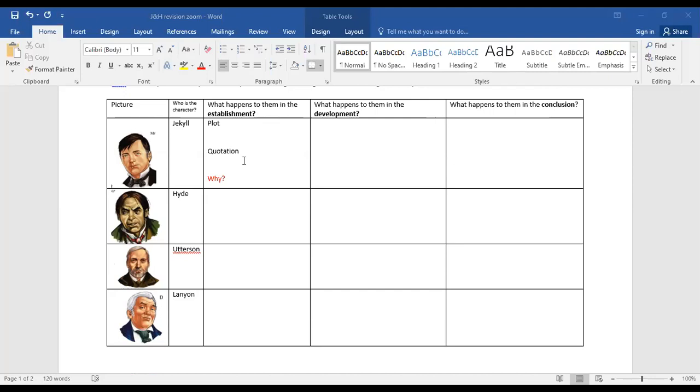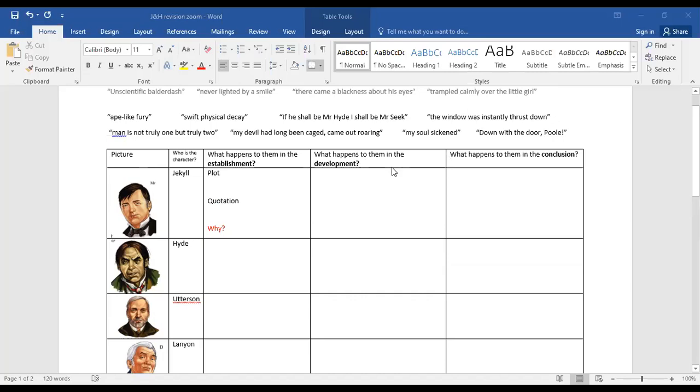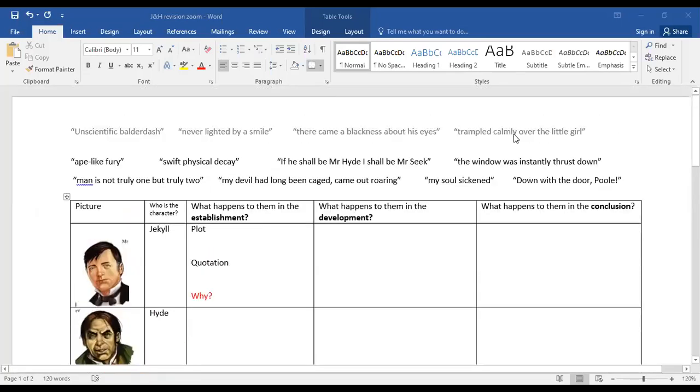What we're going to be thinking about is, if the question is, how does Stevenson present the character Jekyll? How can we structure our answer to make sure that we have a whole argument? Can you make sure you have a table written down which has establishment, what happens in the development, and what happens in the conclusion. I've put up key quotations for the establishment, key quotations for the development, and key quotations for the conclusion. Part of what we need to do is match up which goes to which character.